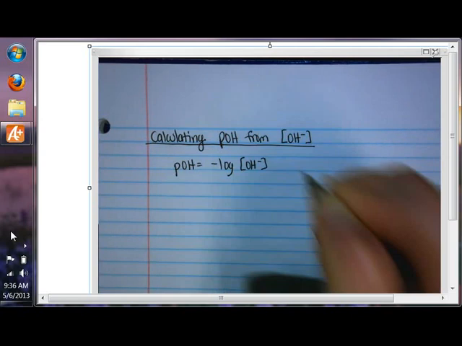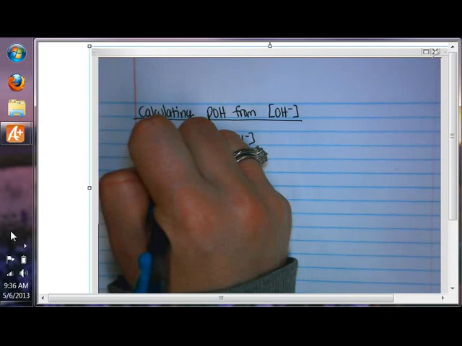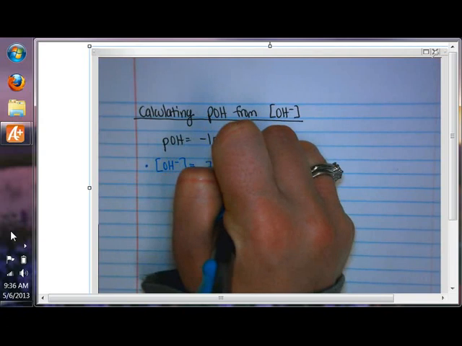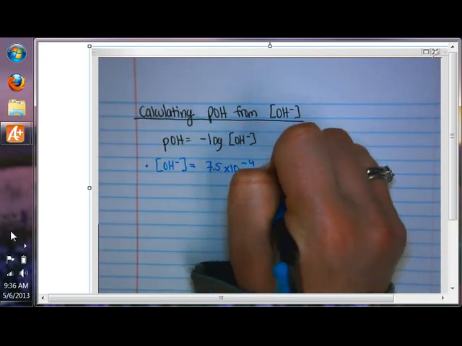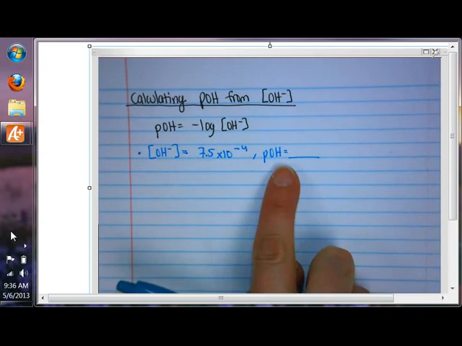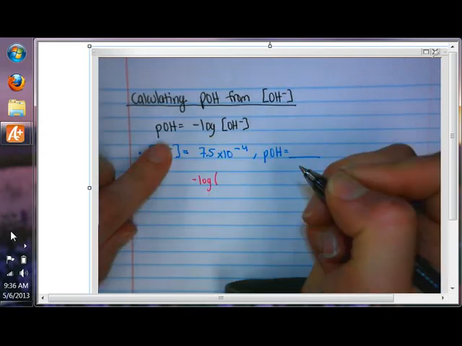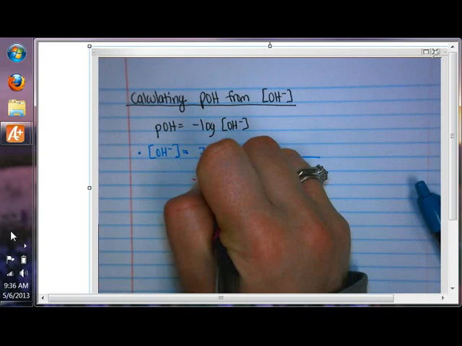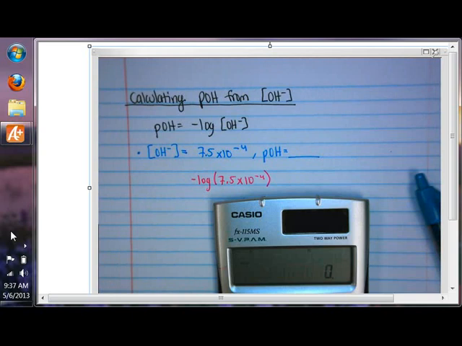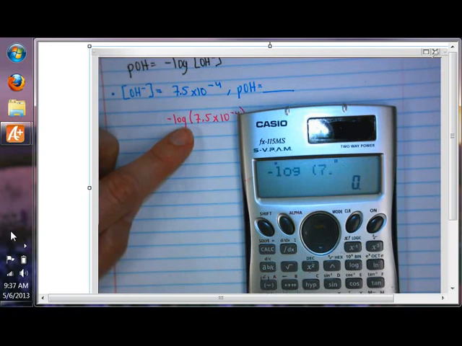I'm just going to do two examples. Let's say the concentration of hydroxide is equal to 7.5 times 10 to the negative fourth, and they want me to find what's known as the pOH, the hydroxide ion potential. So all I do is I follow the formula. I just take the negative log of my concentration and find out what I get. So I hit negative log of, open parenthesis, 7.5 times 10 raised to the negative fourth, close parenthesis, and my pOH is 3.12.